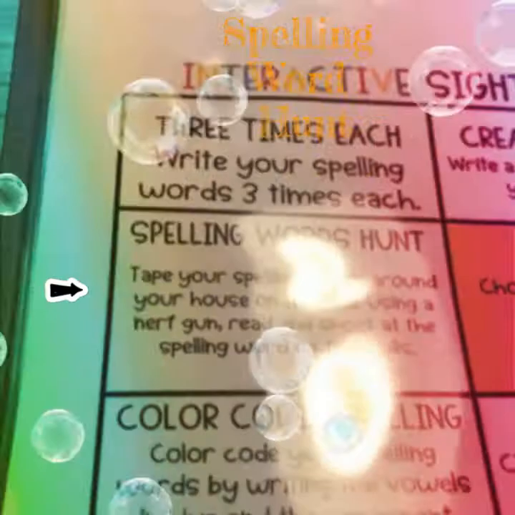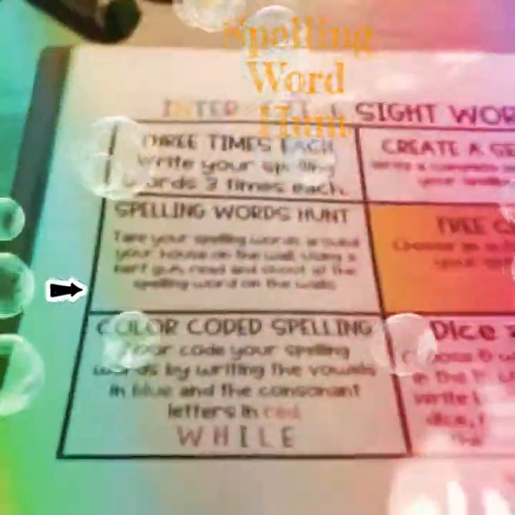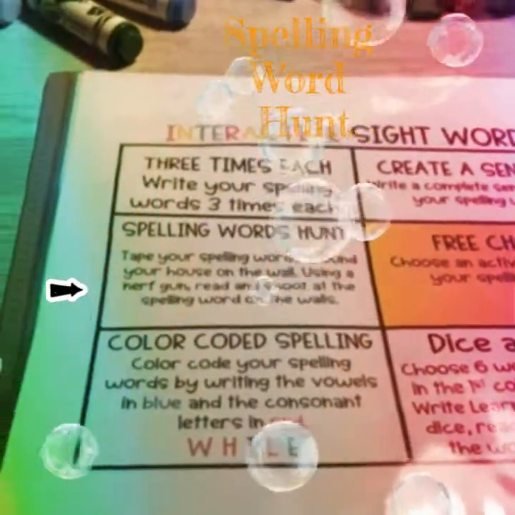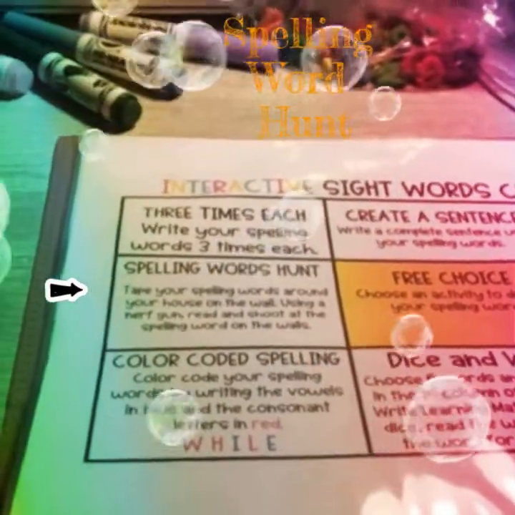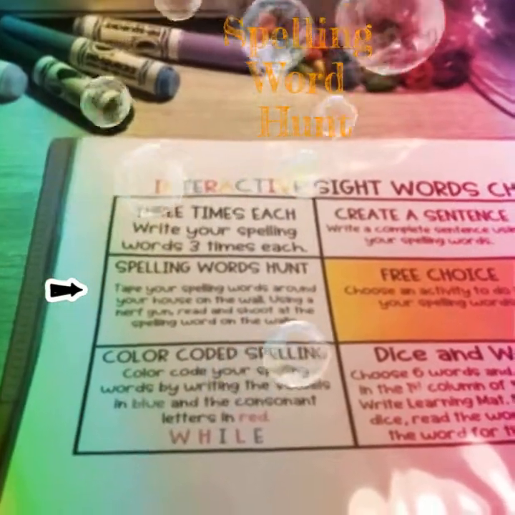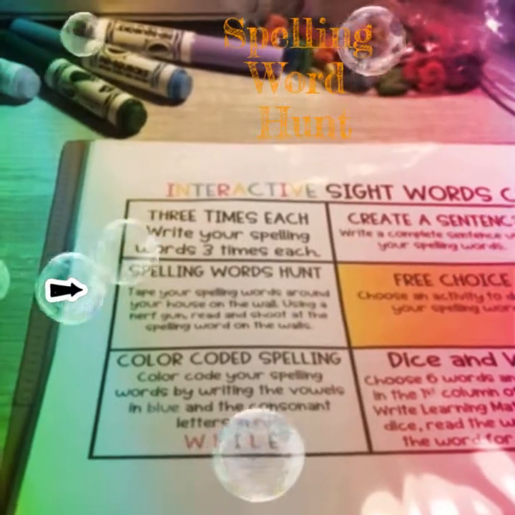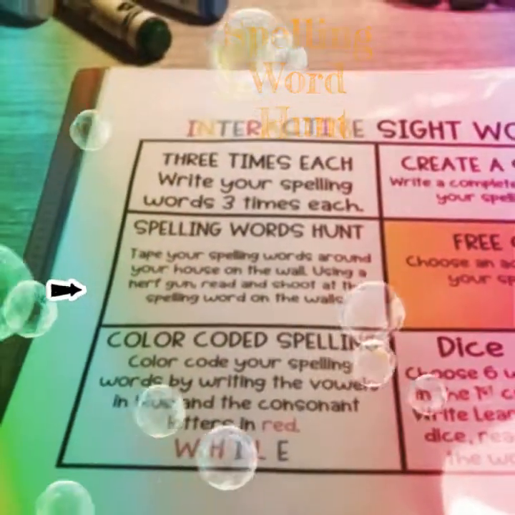Spelling word hunt is another student favorite. So what you do is you take your spelling words and you just tape them around your house. And kids can use a Nerf gun, or they can use a fly swatter as they are looking for the word. So it's another really cool activity that students can do.